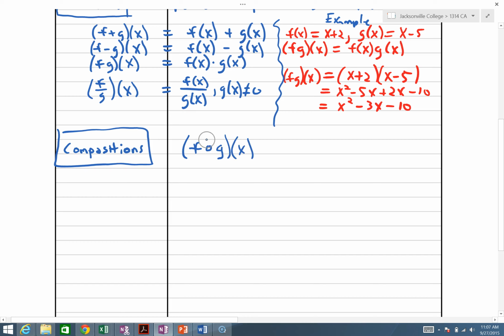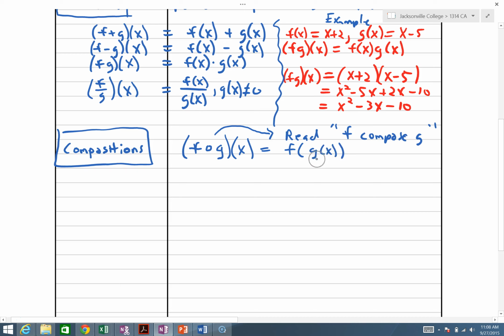Okay, this notation here, this F circle G, you read it as F compose G. We read this as F compose G of X. What we're saying here, you notice that G is closer to my X. We're going to evaluate G of X, and then whatever comes out, we're going to then evaluate the F function at that. Notationally, we write it like this. It means F of G of X.